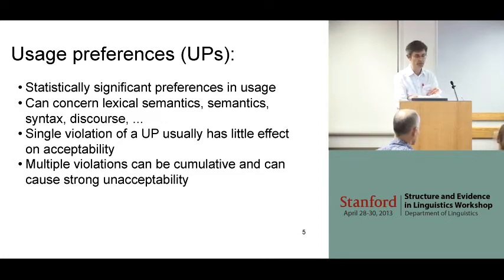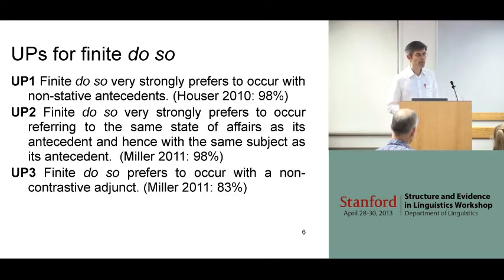So what are usage preferences, or UPs? These are statistically significant preferences in usage. They can concern basically anything about language, lexical semantics, syntax, discourse. And usually, if you violate a single UP, there's no effect on acceptability, but multiple violations can be cumulative and have a strong effect on acceptability. So let me propose 3 UPs for finite Dussault.